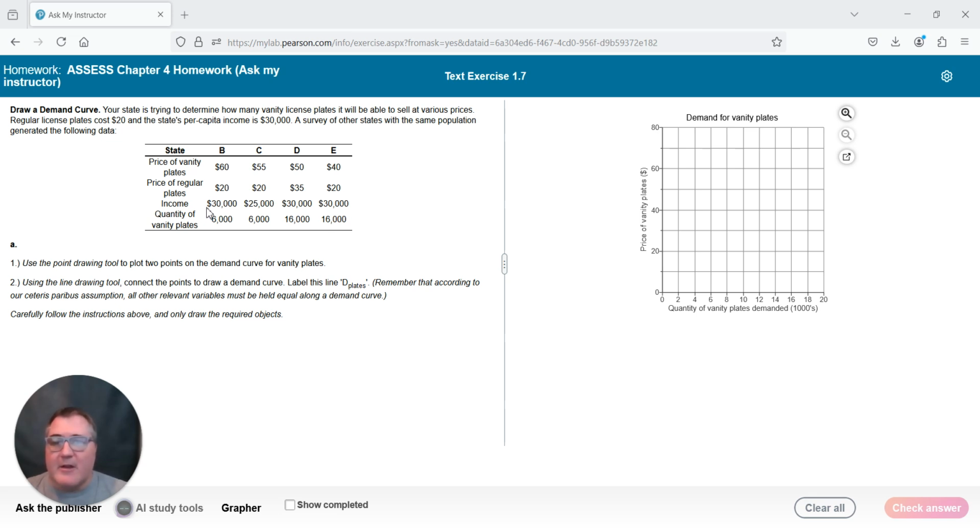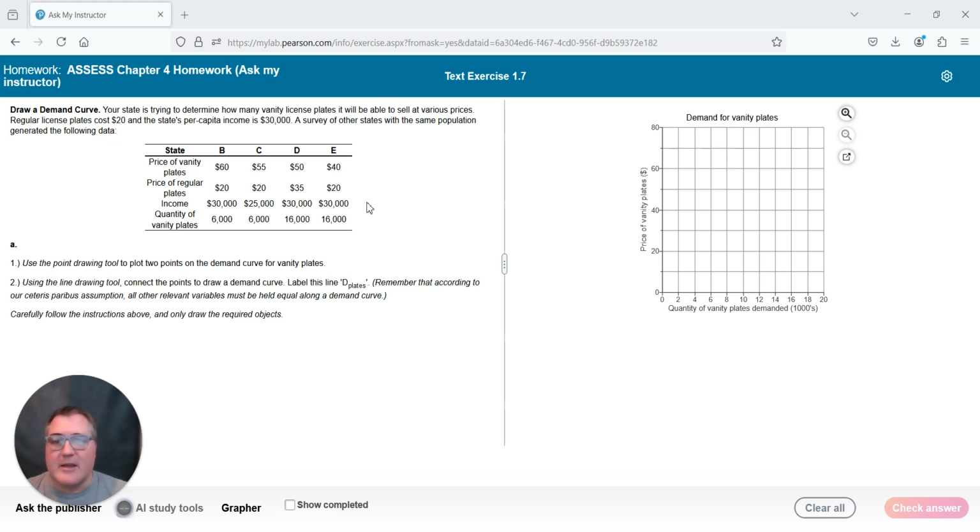And then the $30,000 income, if you look at these, it's the same population, but like C has a lower income. So you can't compare that directly with this state, because what it shows you on the chart is the price of vanity plates over here and the quantity of vanity plates demanded here. So those are the only two things that can change when doing this. So you have to keep everything else constant.